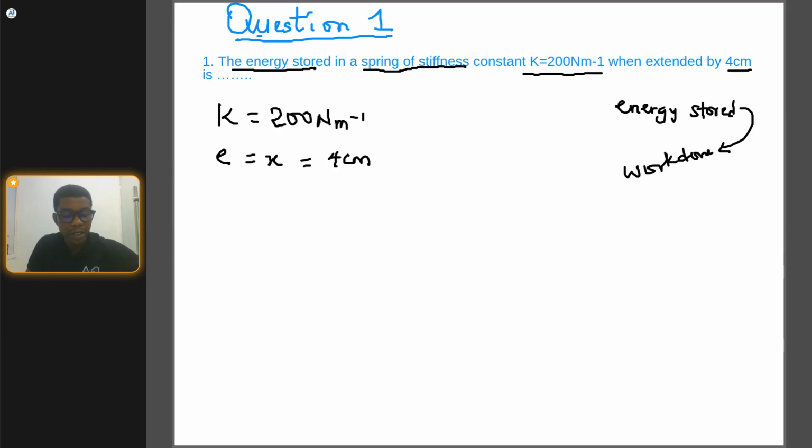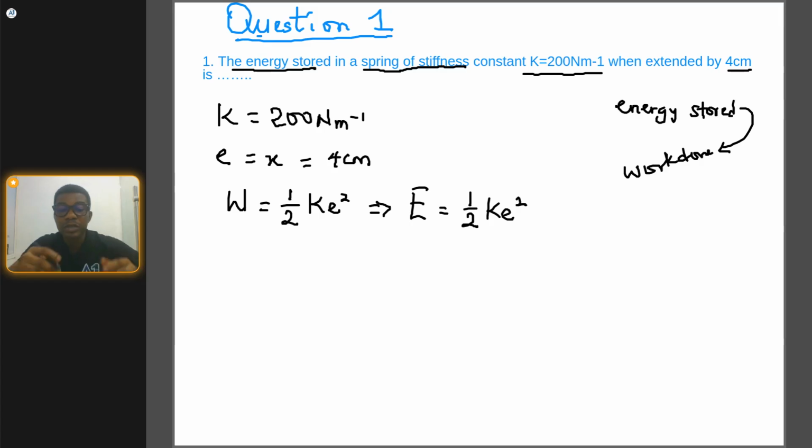So what we are asked to find is the work done, which is W equals 1 over 2 Ke squared. This is also the same as saying energy stored, which is letter E, is equal to 1 over 2 Ke squared, because I told you earlier that work done is equivalent to the energy stored in an elastic material. So I'm going to be using letter E to represent the energy stored in an elastic material.